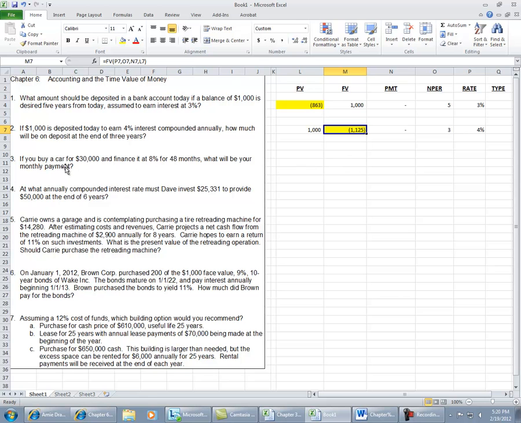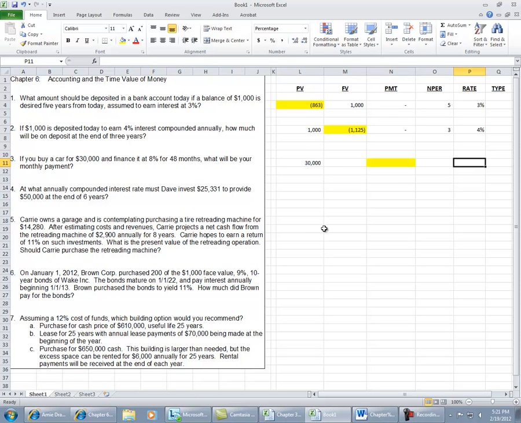For the next case, we've got a car that you're going to purchase for $30,000, so that would be the present value. We're going to finance it at 8% for 48 months, and we want to know what the monthly payment will be. One key aspect of this problem is that it's asking us for a monthly payment. We want to make sure that the variables that we drop in are all listed on a monthly basis.